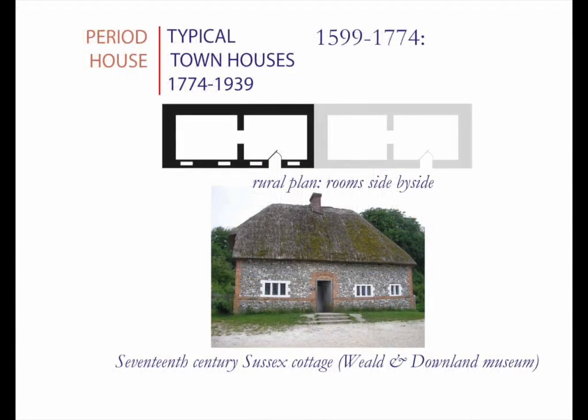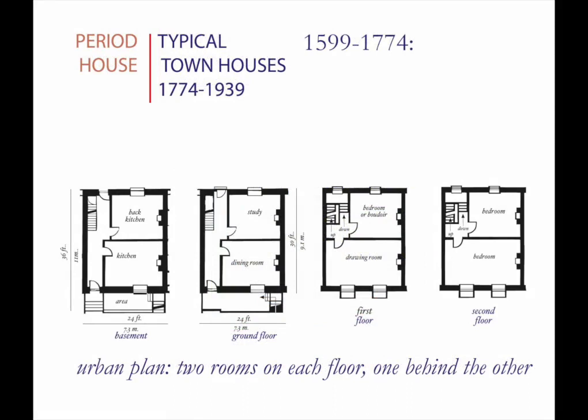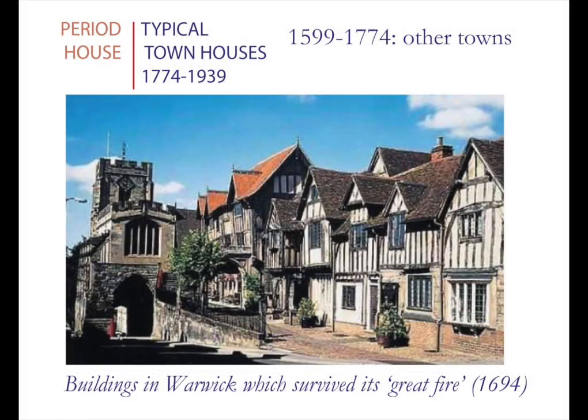The traditional plan was 2 rooms on each floor, with one beside the other, but in towns, where space was limited, the rooms were one behind the other, literally 2 up, 2 down. Other cities, including Edinburgh and Dublin, enforced their own building regulations, but towns afflicted by fire, such as Warwick, adopted regulations based on London's.